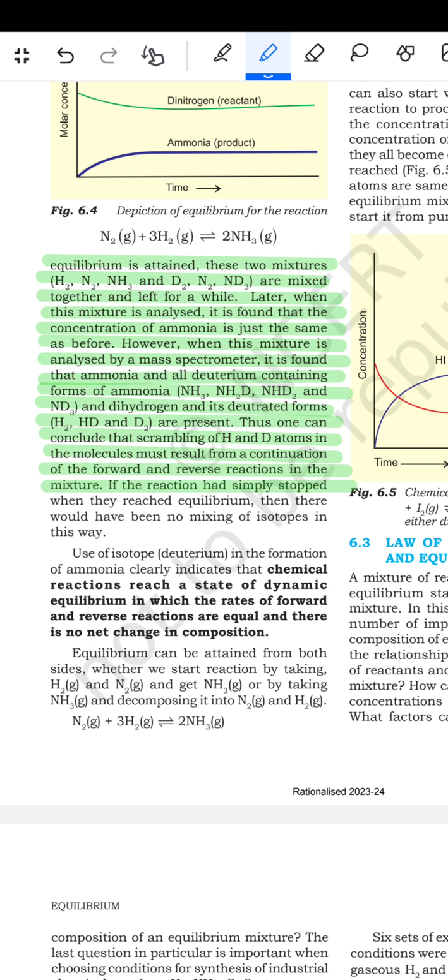If the reaction had simply stopped when they reached equilibrium, then there would have been no mixing of the isotope in this process. Use of the isotope deuterium in the formation of the ammonia clearly indicates that the chemical reaction reach a state of the dynamic equilibrium in which the rates of the forward and the reverse reaction are equal and there is no net change in the composition.